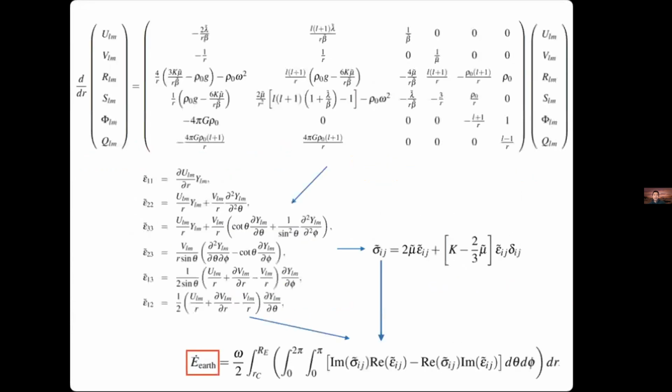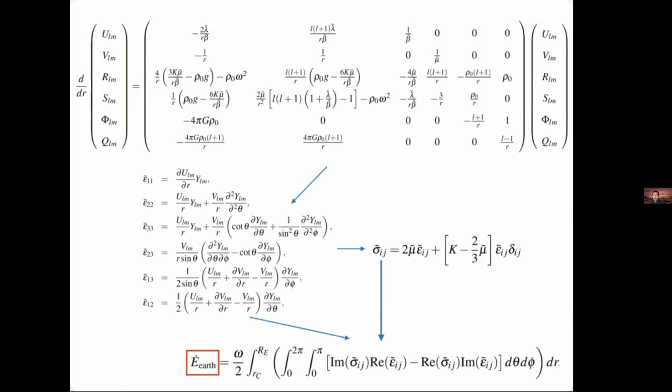And in case you're super curious about the details of how we actually calculate those things, we solve this equation to get a spheroidal deformation of Earth by a tide raising potential. This U_LM, V_LM here are radial and tangential displacements. And from them, we can calculate complex strain and complex stress, and finally viscous dissipation by the Earth tide by evaluating this volume integral covering the whole mantle.